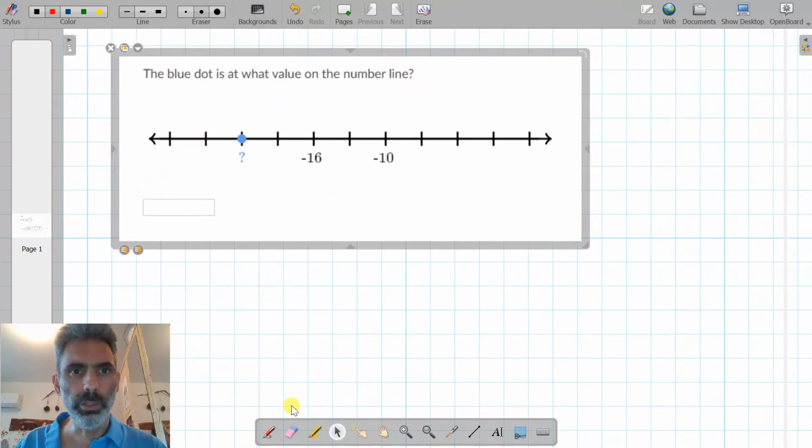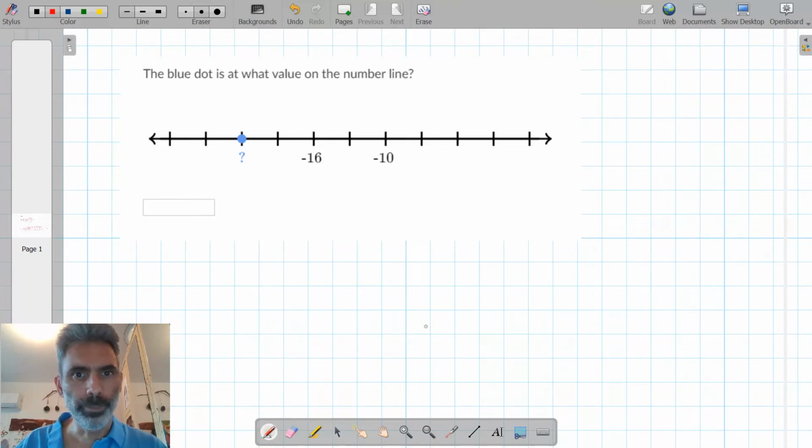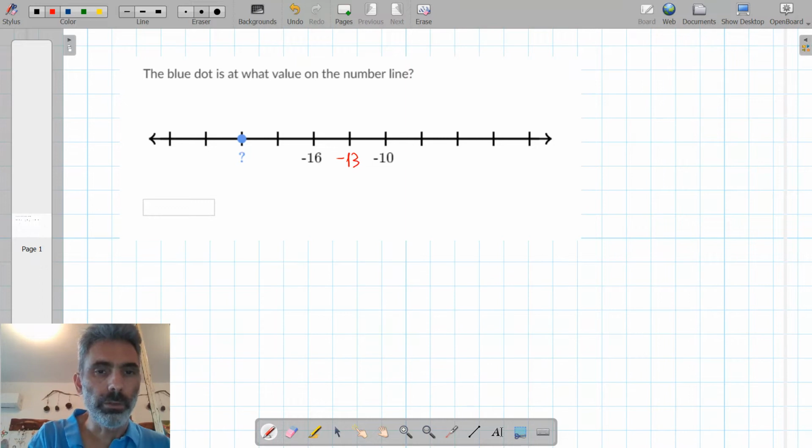The blue dot is at what value on the number line? Here we see that the distance from minus 10 to minus 16 is 6, and the hash mark is halfway between the minus 10 and minus 16, which means that each hash mark represents a jump of 3, which means that here we are at minus 13 and minus 16. If we subtract another 3, we get to minus 19. Subtract another 3, we get to minus 22.